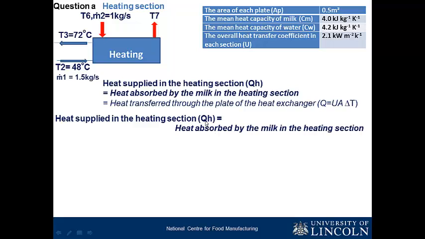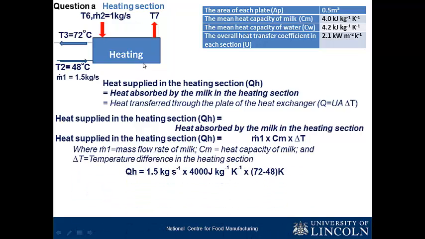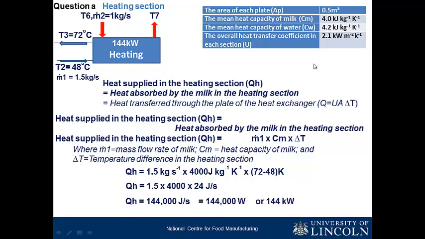Now the heat supply in the heating section will be equal to the heat absorbed by the milk in the heating section, and I call that QH. QH will be mass flow rate of the milk, times specific heat capacity of the milk, times temperature difference in that section. The mass flow rate is 1.5, the heat capacity of the milk is 4,000, then the change in temperature is 72 minus 48. From there you will have the heat supply in the heating section, which is 144 kilowatts. Now we've been able to find the heat for question A.